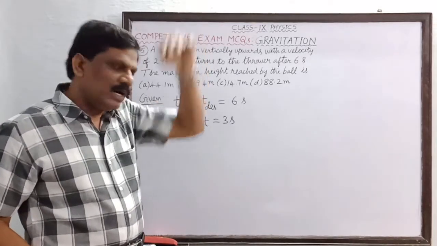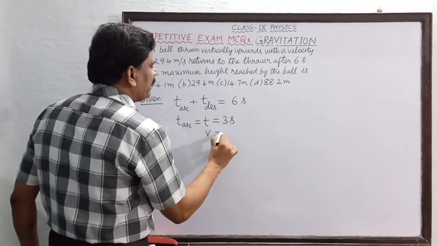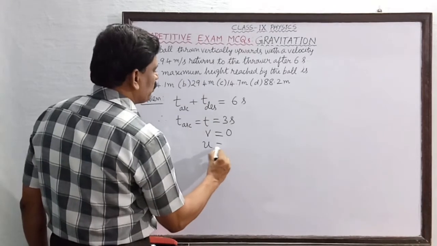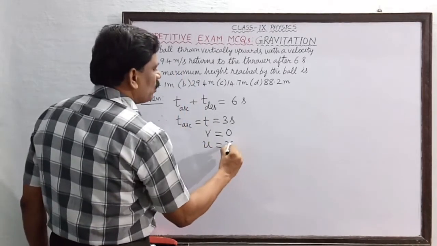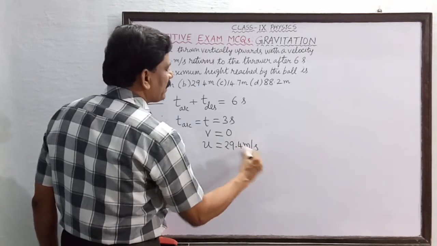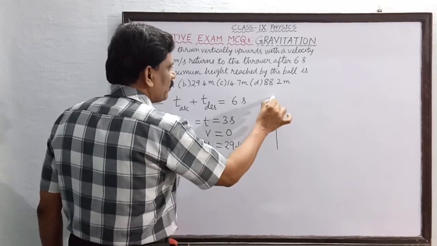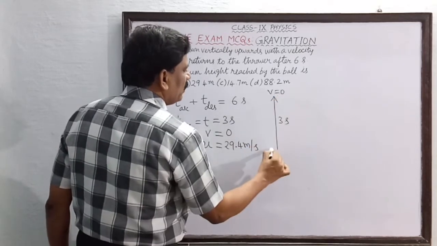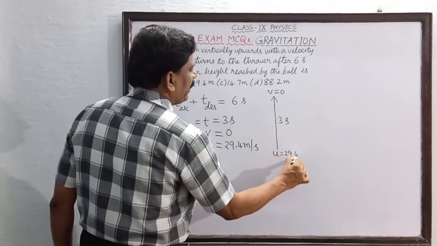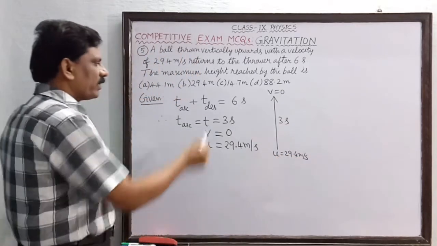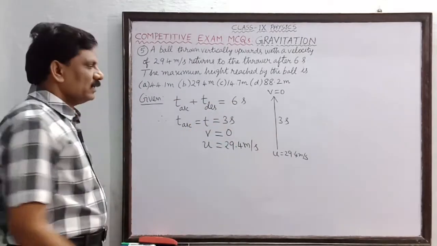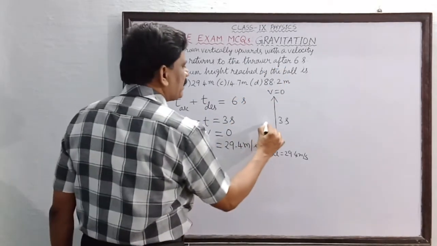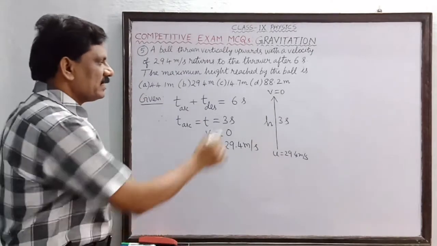So, it is the time of ascent. Only one way to go up. And the final velocity at the highest point is equal to what? 0. And with what initial velocity it has been projected here? 29.4 meters per second. So this is the picture like this. Okay, students. So here in 3 seconds V is equal to 0 and U is equal to 29.4 meter per second. So you write the same values here. What is asked here? The maximum height reached by the ball. Okay, so this height is asked. That is nothing but the distance traveled.